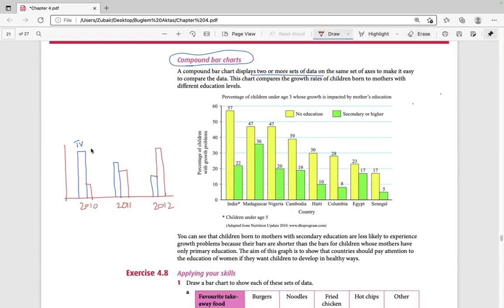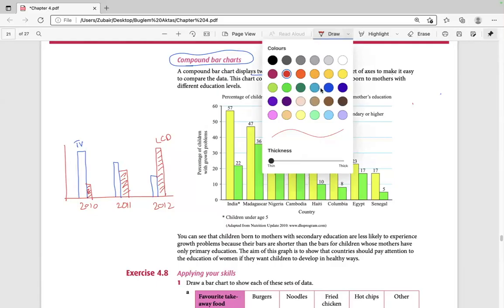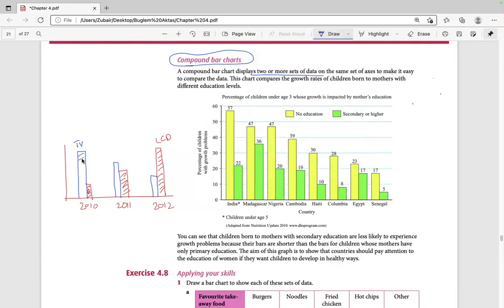Okay. Blue one represents the TV and red represents the LCD. So what do you think is happening from 2010 to 2011 to 2012? The LCD is overtaking, increasing while the TV is decreasing. Yes.